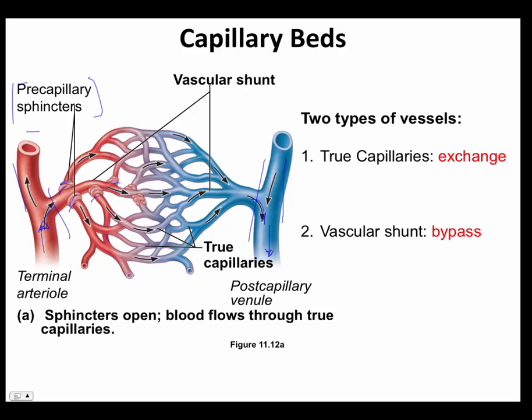We have what's called the vascular shunt, which is this direct flow of blood from your arteriole to your venule. And then we have the true capillaries, and the true capillaries are over here, and this is where all the exchange occurs. So exchange of both waste and nutrients. And the vascular shunt, once again, is going to bypass all of this exchange when these precapillary sphincters are constricted.